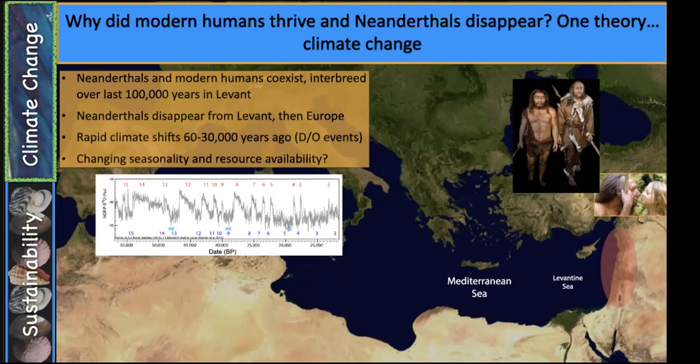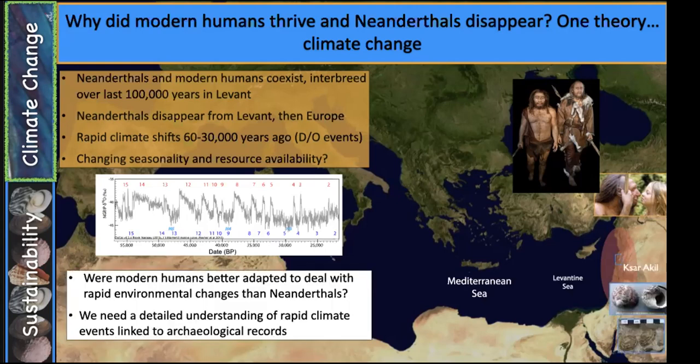These shifts might have caused changes also in seasonality, and this is what I'm interested in. If they did, they could have drastically changed the resources available to people at this time, another thing for them to adapt to. So were modern humans better adapted to dealing with these climate shifts than Neanderthals?